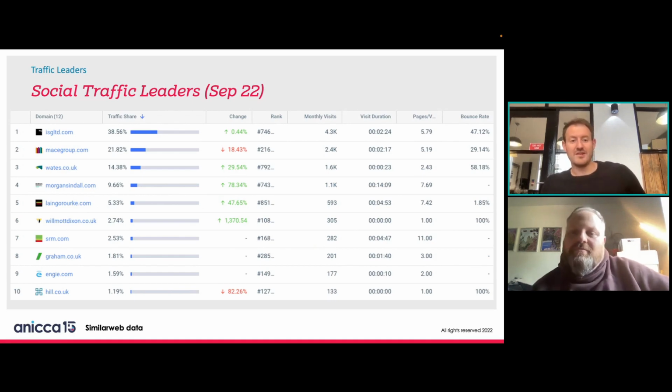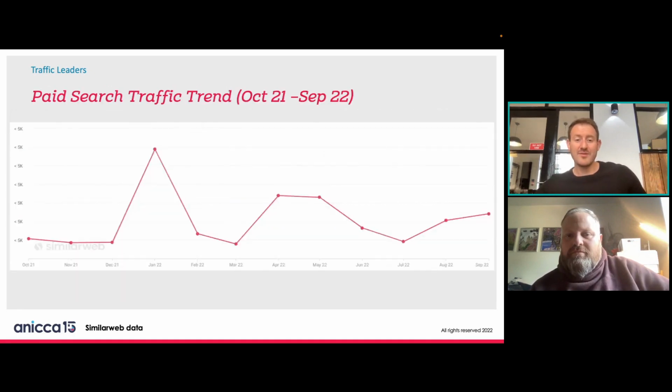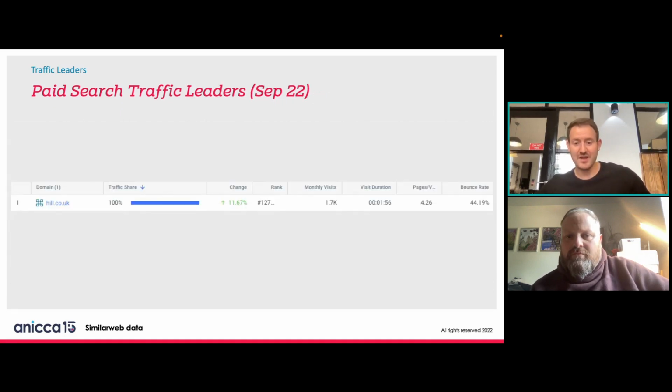What information can we glean from what they're doing on their social channels? How can we start to use our social channels better? And we've also got a little bit of paid search traffic, not the hugest. In actual fact, we can see here that hill.co.uk are currently the only business that our platform picked up as generating paid search traffic.